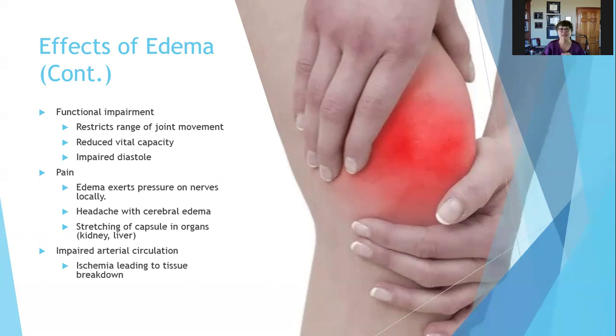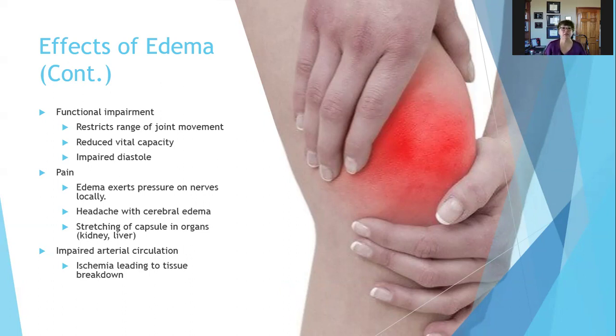And it can cause impaired diastole. Diastole is the relaxation phase of the heart. So systole is when the heart is contracting. Diastole is when it's relaxing. So if there's excess fluid pressure, the heart can't expand and relax and let in fresh blood.